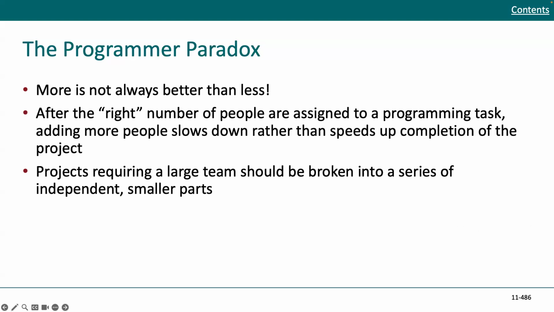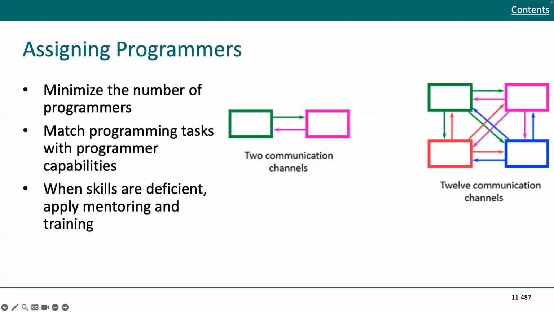Projects that require a large team should be broken into a series of independent smaller parts. So you modularize the code. We can see this in how communication goes. If you have two people versus four people, there's two communications between two, but there's 12 when we look at four people. So minimizing the number of programmers is a good strategy when you want to focus on modules of code. You want to match the programming task with the programmer's capabilities. And when the skills are deficient, you want to apply mentoring and training.